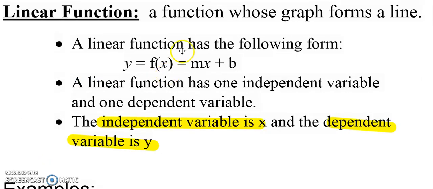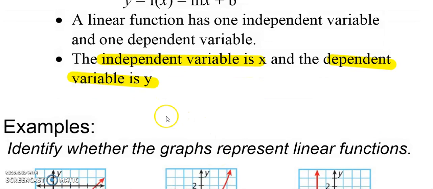So a linear function has to be a function whose graph forms a line. One of the first forms for the equation that we'll be going over is this one. It should sound a little bit familiar: y equals mx plus b, and I've just added f of x in there because y and f of x are interchangeable. A linear function has one independent variable and one dependent variable. So here's our independent x, and then our dependent is our f of x or y.